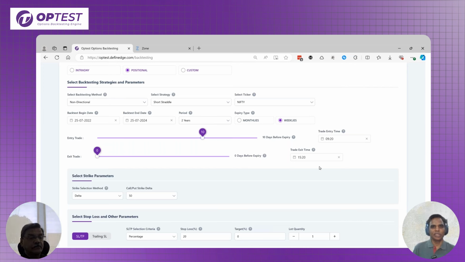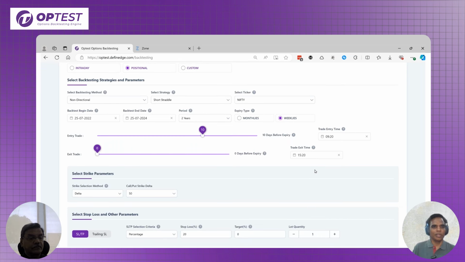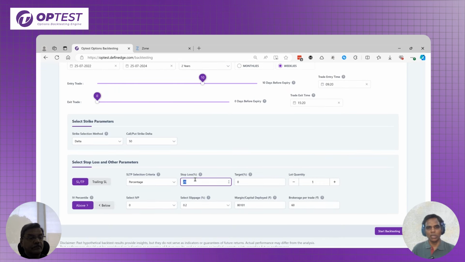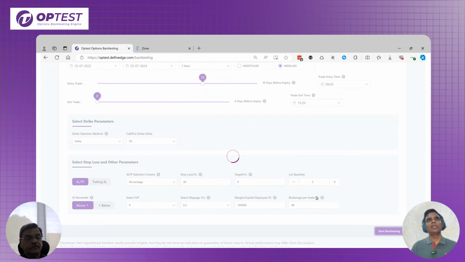And last 2 years short straddle. What happens to this? So let's keep 30% stop loss and everything. You already know. So 160,000. And for monthlies, you can go up to 45 days before expiry, and then you can check which one works out better.